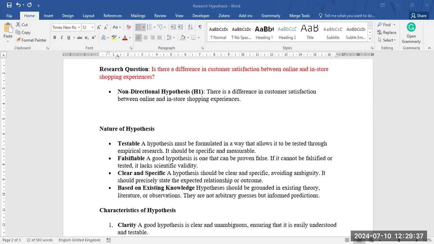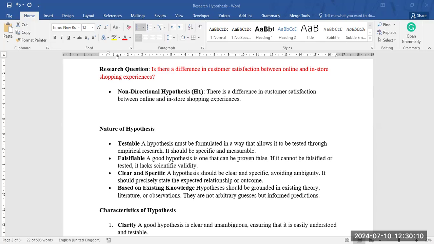So for example, a marketer wants to determine if changing the color of a buy now button from green to red increases the click-through rate on a website. So on a website, you see buttons are there. A marketer wants to determine, that means they want to decide, if changing the color of a buy now button from green to red increases the click-through rates on a website.